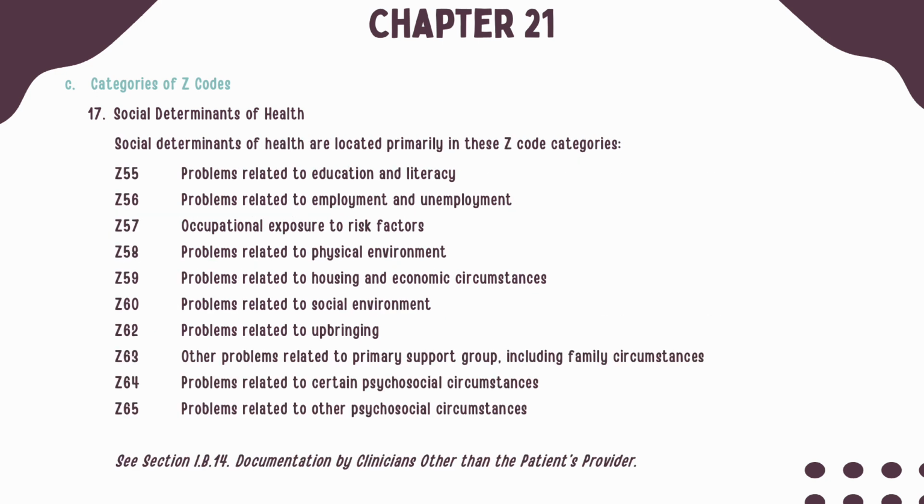The following categories will describe social determinants of health, including but not limited to problems related to education and literacy, employment and unemployment, physical environment, housing and economic circumstances, social environment, upbringing, and psychosocial circumstances.